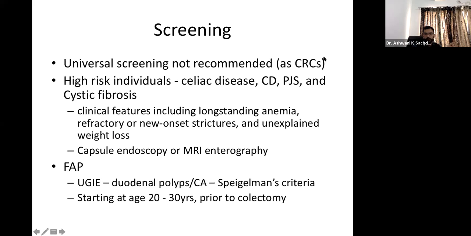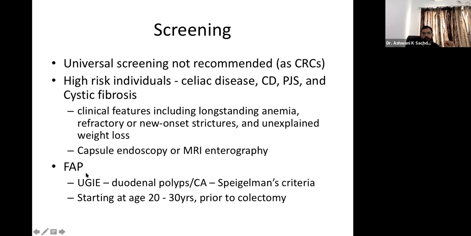Screening is not recommended for small bowel cancer because of low incidence, but high-risk patients, like those with celiac disease, Crohn disease, Peutz-Jeghers, cystic fibrosis, and those presenting with clinical features like long-standing anemia, refractory or new onset stricture, or unexplained weight loss, should be evaluated with capsule endoscopy or MRI enterography.